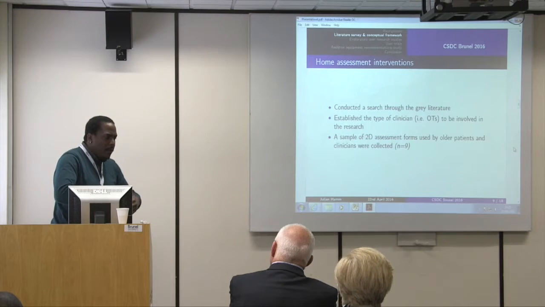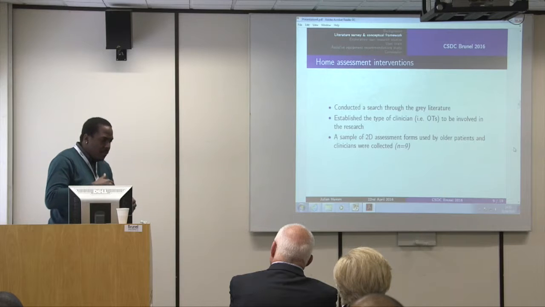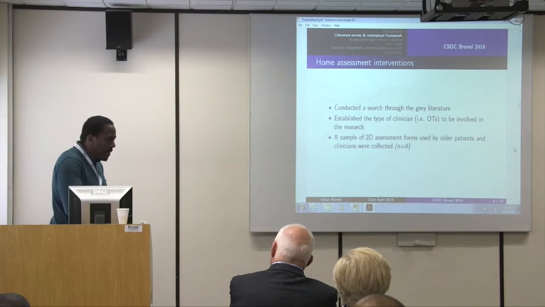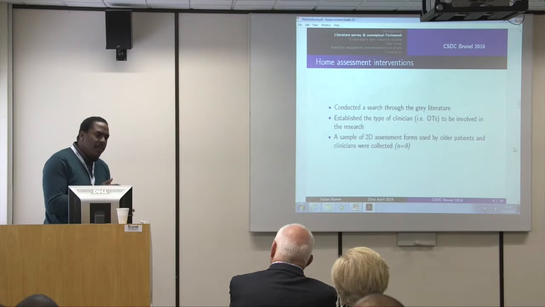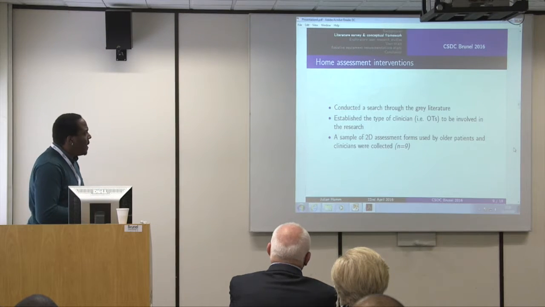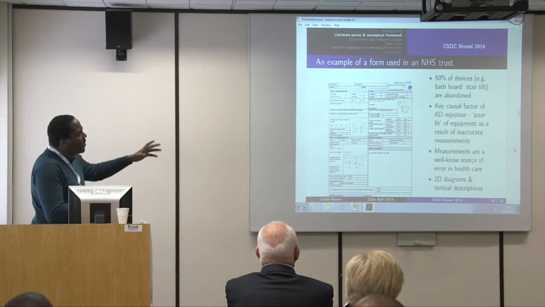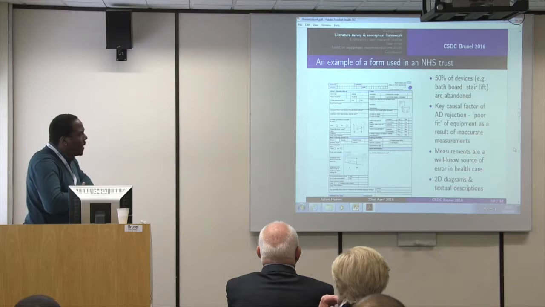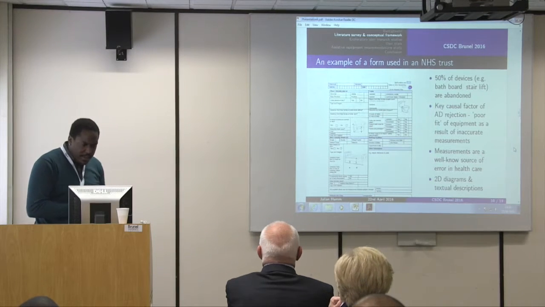So an older adult might just have been discharged from hospital, and they might need a bath pool to help them with bathing. They might need a stair lift. It depends on the needs of the patient. So I used one of the forms that are used in one of the NHS trusts.